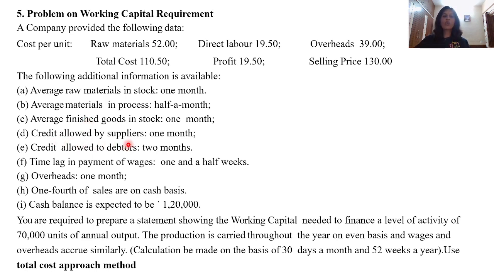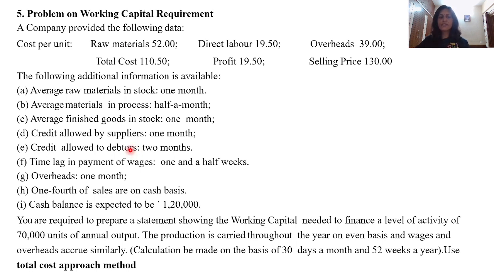Then credit allowed by suppliers. What we take from the suppliers? Raw material. So here that means we are going to take this raw material. Then credit allowed to debtors. What we give to the debtors? We give to the debtors of finished goods.